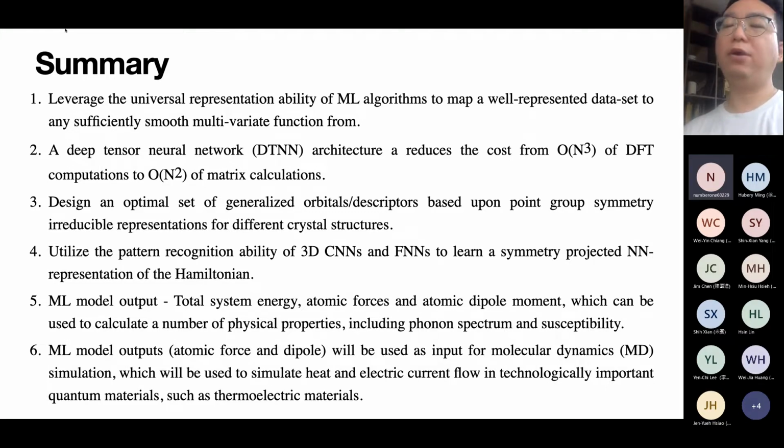And then the end goal of this is to feed all this information into MD, and then we can simulate all types of transport phenomena, such as thermoelectric behavior, piezoelectric behavior, and also maybe electrolyte, solid liquid interface physics, which is important for batteries. Okay, thanks.